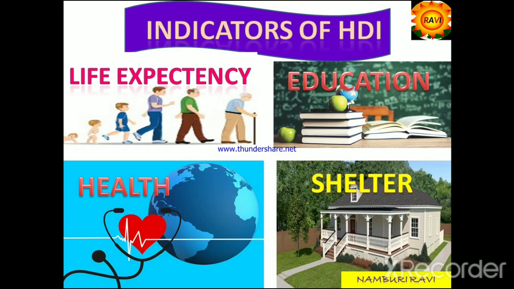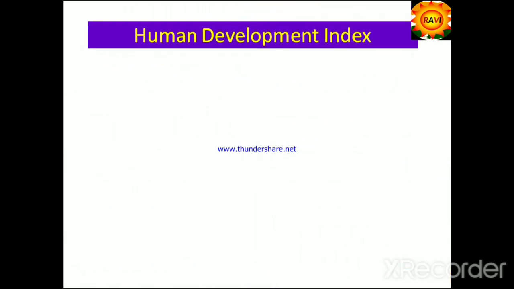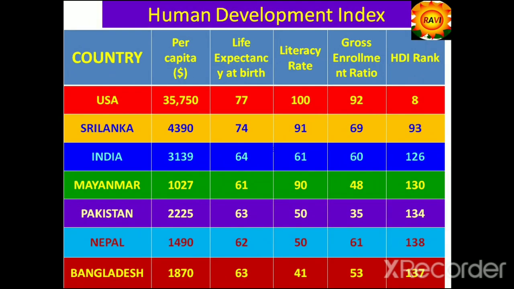If health facilities are more in the country, then the life expectancy will increase. And if the people have a permanent shelter, and if they are getting protection from natural calamities, we can also increase the life expectancy. So we can say that all these, that is life expectancy, education, health and shelter, come under the indicators of the HDI, Human Development Index.